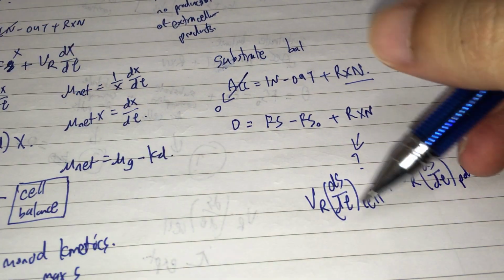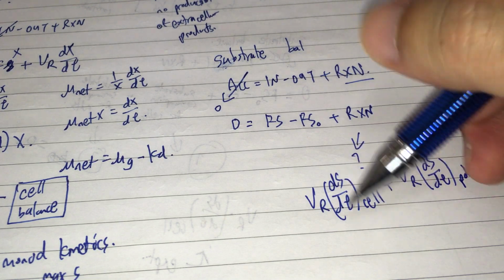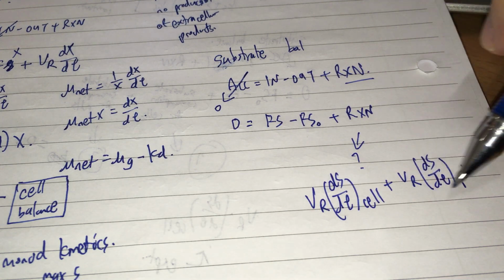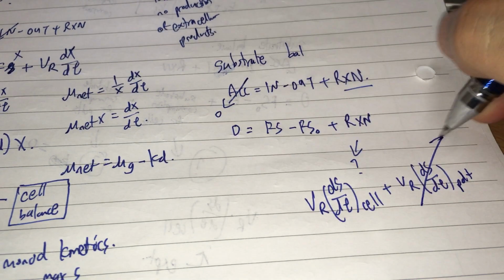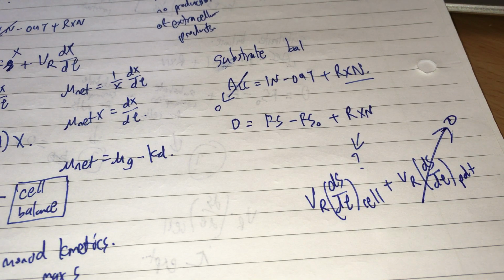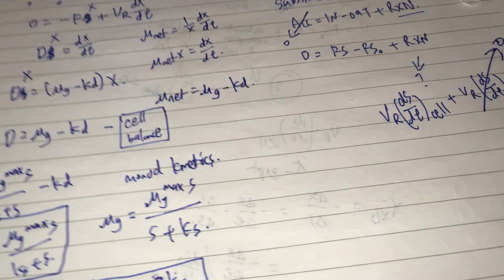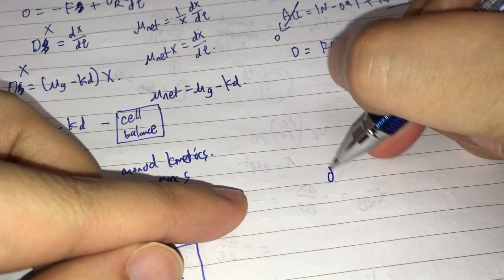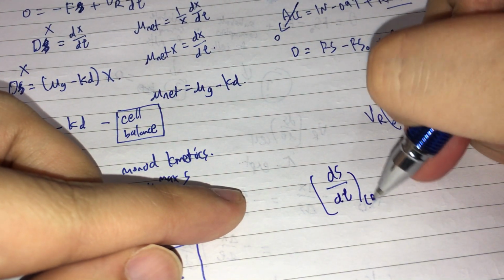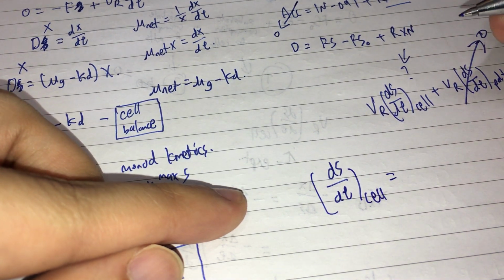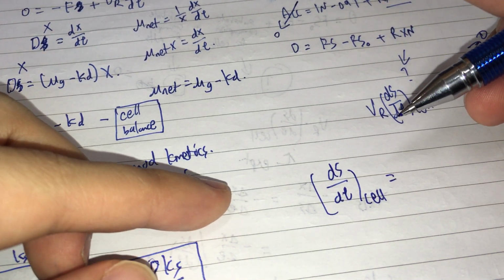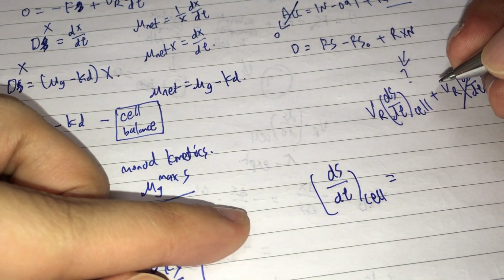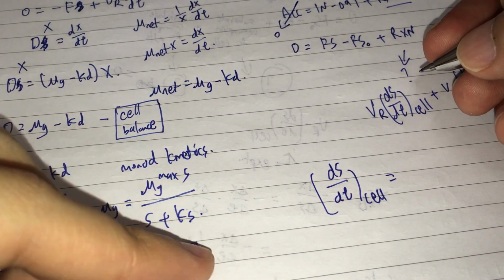So again, we have the cell consumption. Some of the substrate is going into producing cells, some of the substrate is going to be producing product. But again, we assume this is 0. It's a simplifying assumption, so we are only producing cells now. So you have this ds dt cell. This is the rate of substrate consumption attributable solely to cell growth.